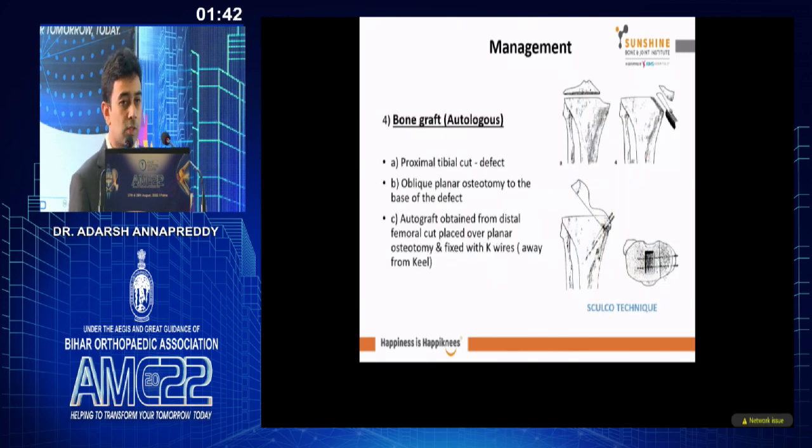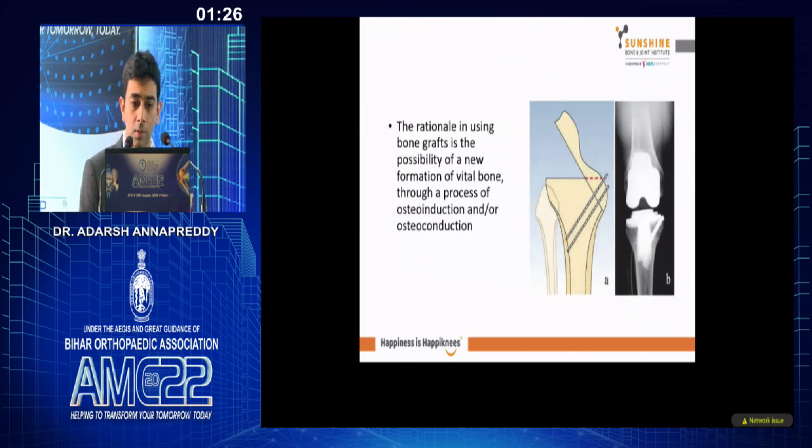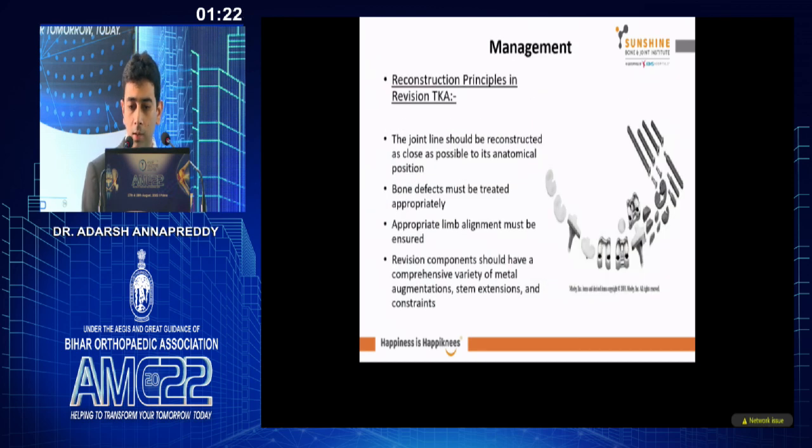After that, if the screw is also not enough, you may have to go for a bone graft. Usually an autologous bone graft can be used. You take your proximal tibial cut first, take your cut bone and place it over there after making a shave, and then hold it with screws or K-wire, avoiding the keel, and then take off the remaining bone. The rationale is basically to form new vital bone through the process of osteoinduction and conduction.